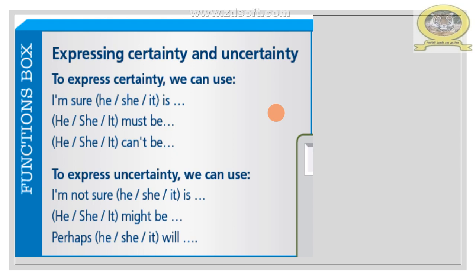What about expressing uncertainty? I can use I'm not sure. I can use might be. I can use perhaps. I can use many expressions like it's probable, probably, maybe. All these expressions I can use to express uncertainty.